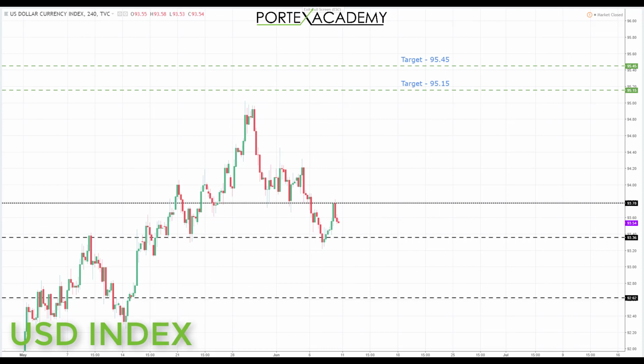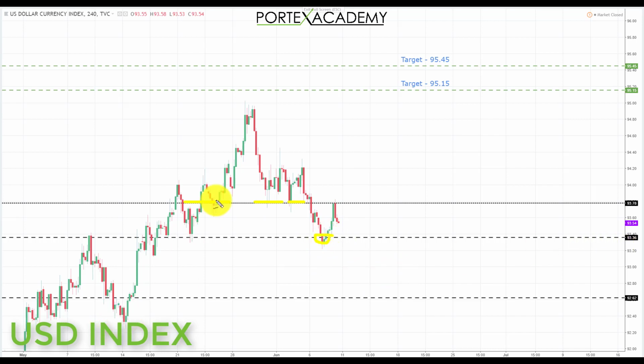Starting with the US dollar index. Now, last week we were sitting right at a key area of broken resistance turning support at the 93.78, and we were looking for this to provide an area for bullish formations and patterns looking up towards the next key area of resistance to the upside at 95.15. And as you can see, we actually started to decline below the 93.78 and we came straight down to the next key area of support to the downside at 93.36.